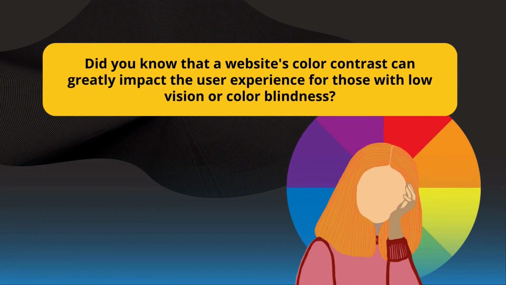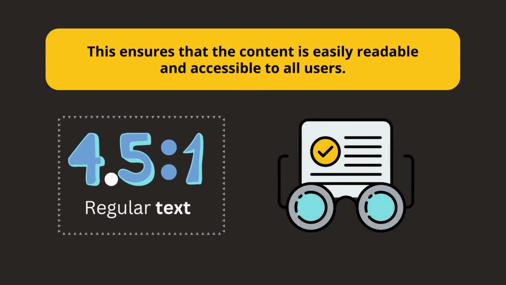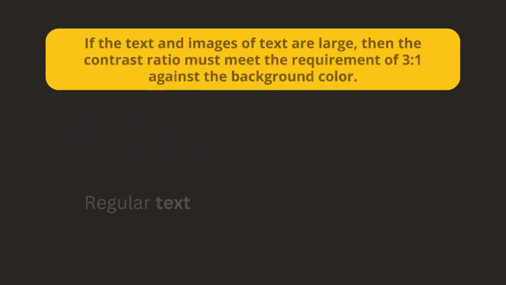Did you know that a website's color contrast can greatly impact the user experience for those with low vision or color blindness? According to the guidelines, the visual presentation of regular text and images of text must meet the contrast ratio of 4.5:1. This ensures the content is easily readable and accessible to all users.